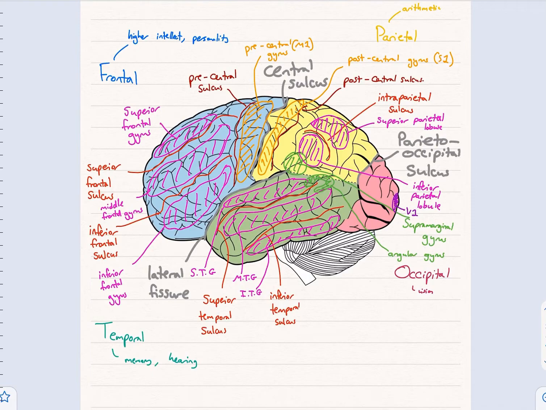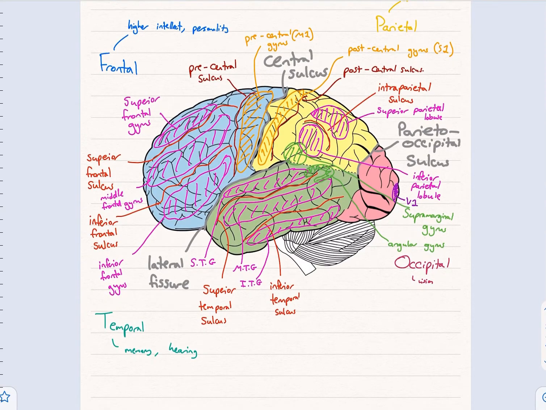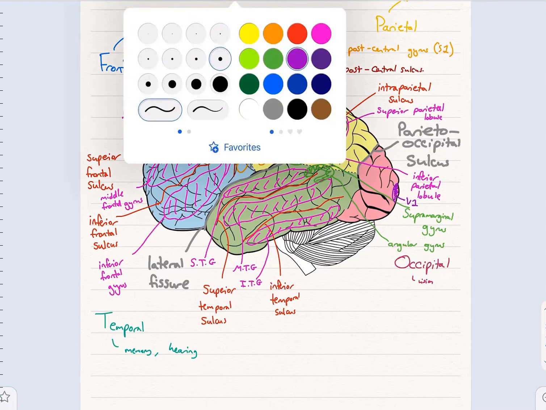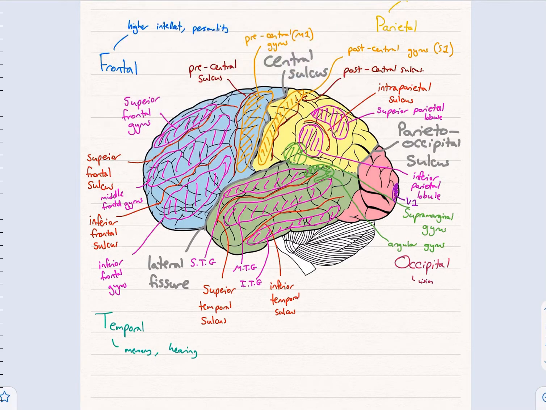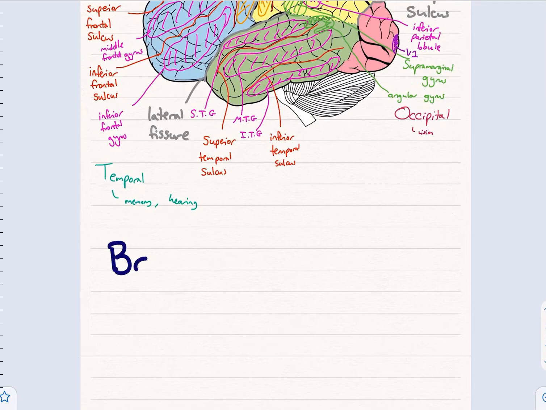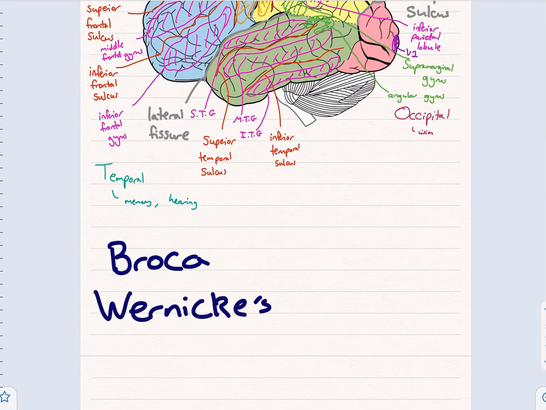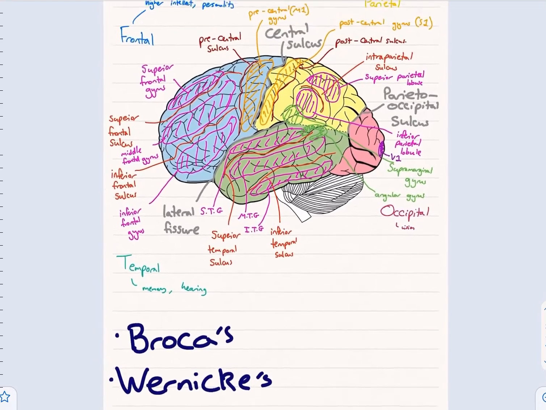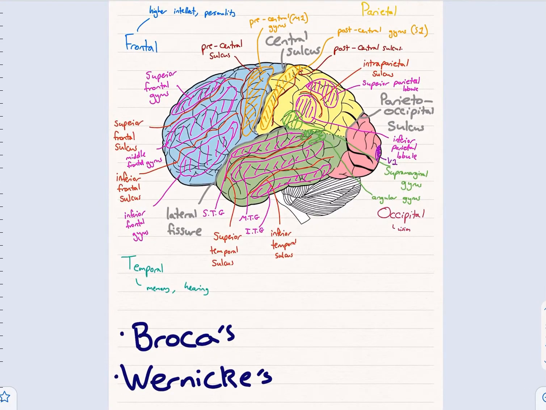So going on to the thing about speech, what you have are these two areas, one called Broca's and one called Wernicke's. You might have heard of them. They're related to language. Broca's area sits around here, in the frontal lobe, and it's Brodmann area 44 and 45.